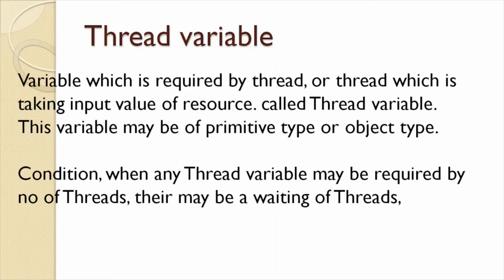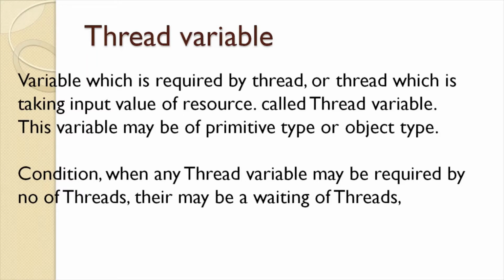So let's try to understand what a thread variable is, which was a part of the previous video, but since that video was quite long, we have taken it up in this video. A variable which is required by a thread, or a resource which a thread takes as input, is called a thread variable. This variable may be of primitive type or object type.